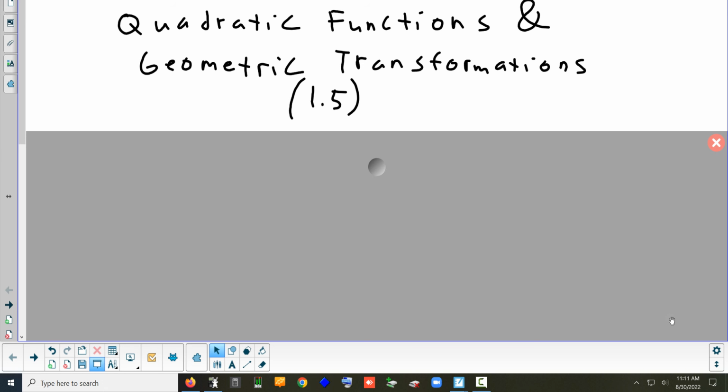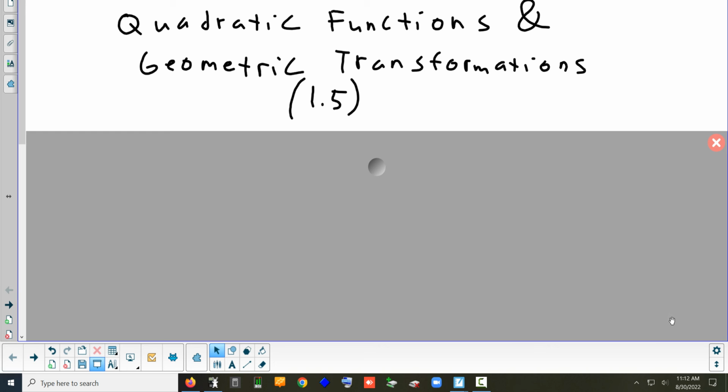Right, so today we're going to look at 1.5, which is on transformations of quadratics. We're going to study transformations with every kind of function we do. We're going to do logarithms, rational, radical, exponential, all in different chapters. But one thing that's the same that we always look at is how you can transform the function we're studying.